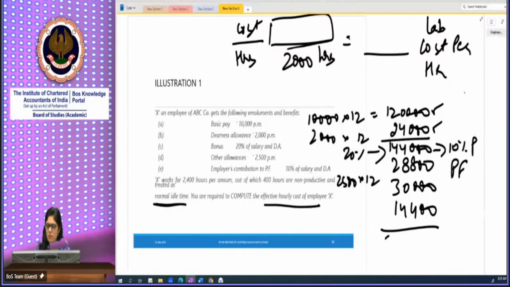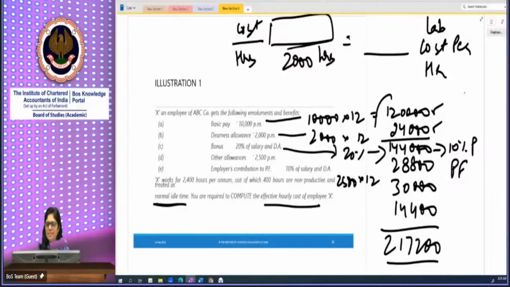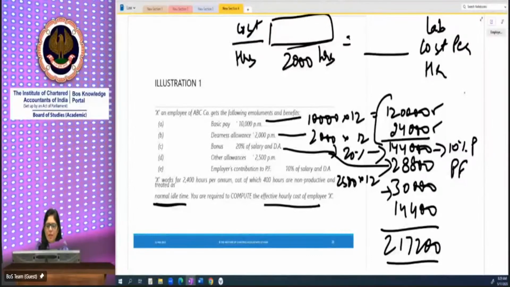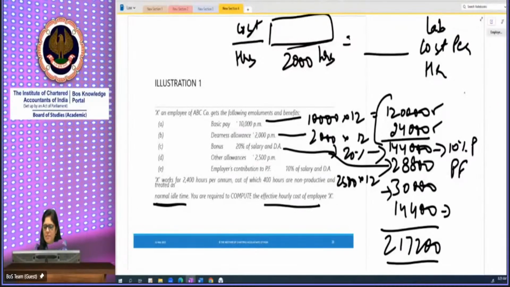2,17,200. We have got the cost. So we have added everything. Basic pay 10,000 into 12. DA 2,000 into 12. Bonus 20% of basic plus DA, so bonus comes to 28,800. Other allowances 30,000. Employer's contribution, this is PF, 10% of salary and DA.